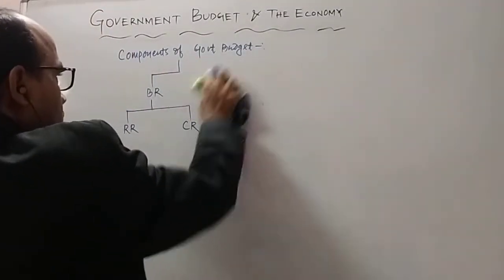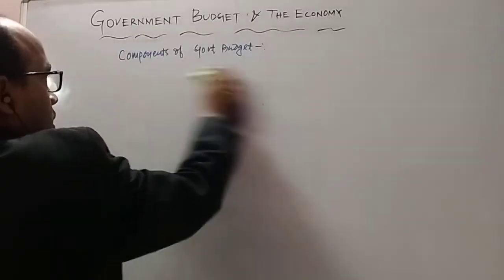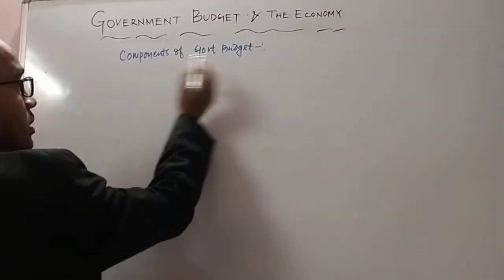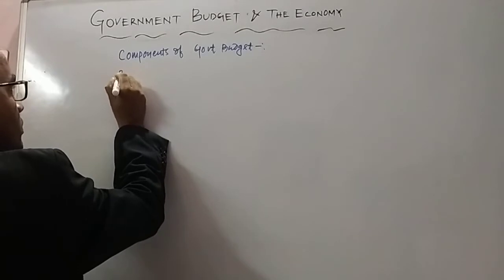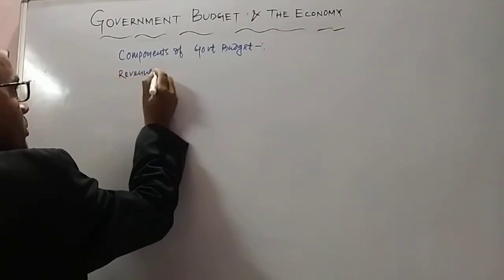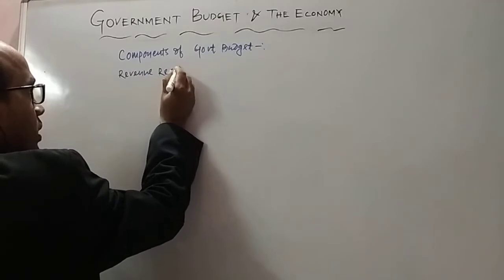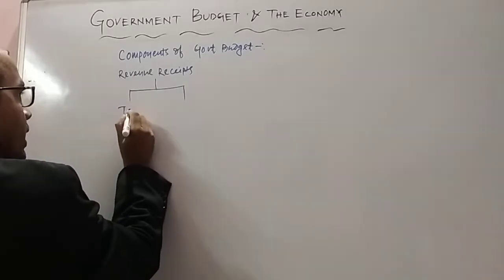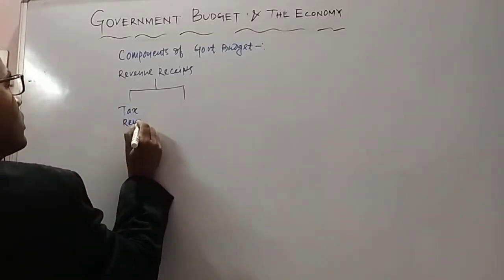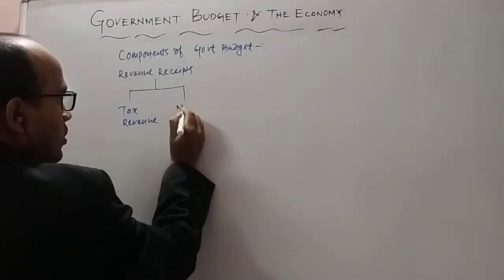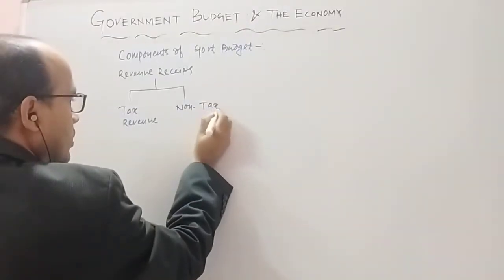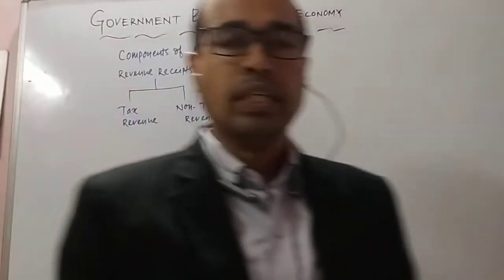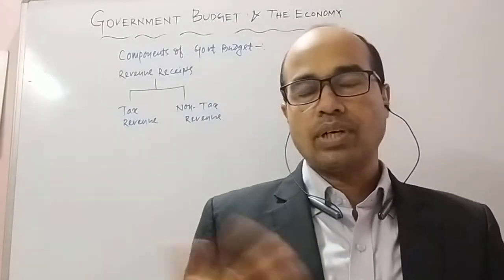If you go through this one, we will discuss our main topic. Now, components of a revenue receipt. Revenue receipts, so two components are there. One is called tax revenue. Second is called non-tax revenue. So first question, what is the meaning of a tax revenue and what is the meaning of a non-tax revenue?